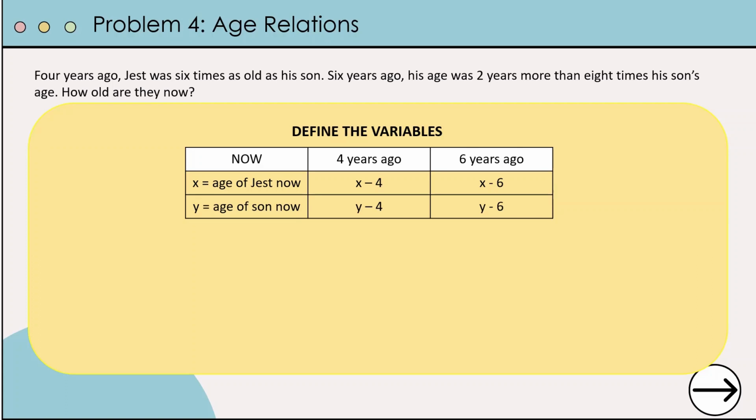On the second column, we can represent their ages 4 years ago. We can just subtract 4 from the current age of Jest, so it becomes x minus 4. Same goes with his son. We subtract 4 from his current age, so we have here y minus 4. On the third column, let's have their ages 6 years ago. We subtract 6 from the current age of Jest, so it becomes x minus 6, and we also subtract 6 from the current age of his son, so we have here y minus 6.